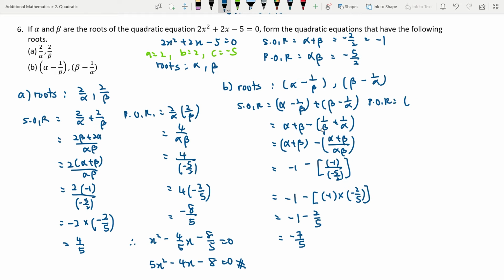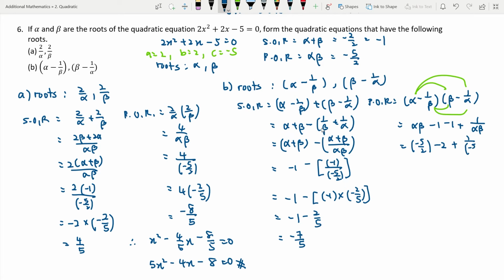Product of root is equal to alpha minus 1 over beta multiply with beta minus 1 over alpha. Expand the bracket. We get alpha beta minus 1 plus 1 over alpha beta. We substitute the value negative 5 over 2 minus 2 plus 1 over negative 5 over 2. We have negative 5 over 2 minus 2 minus 2 over 5. We make the denominator into 10. So we get negative 25 minus 20 minus 4 over 10, which is negative 49 over 10.